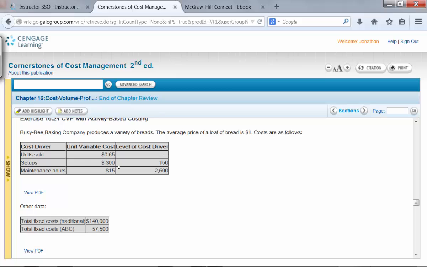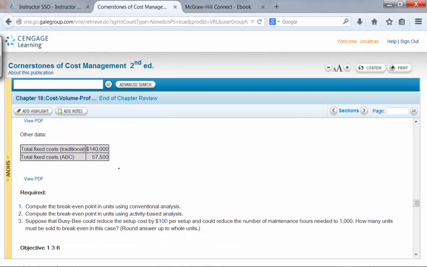And then the total fixed costs are 140,000 if we use a traditional contribution format approach of thinking about costs. And if we think about costs using ABC, then the fixed costs are 57,500. You will recall from our discussion of activity-based costing that the fixed costs will be lower under ABC than under traditional, because ABC traces more costs to actual products and therefore labels a smaller amount of the total cost as fixed. So that makes sense.